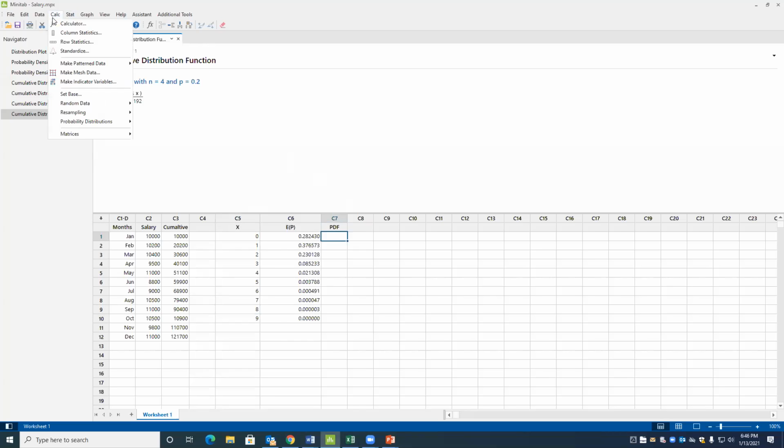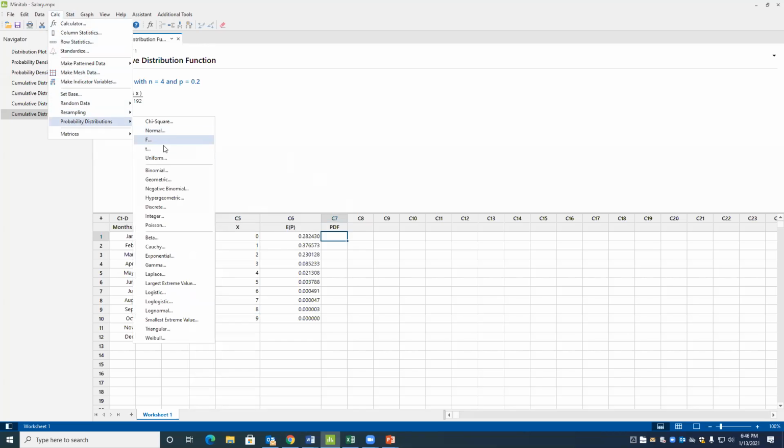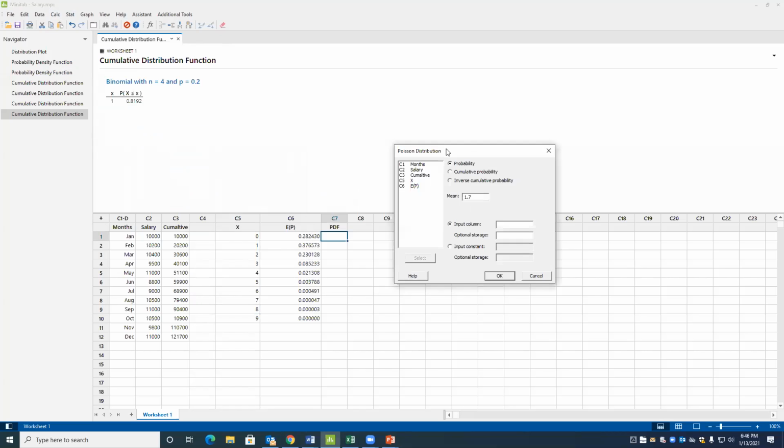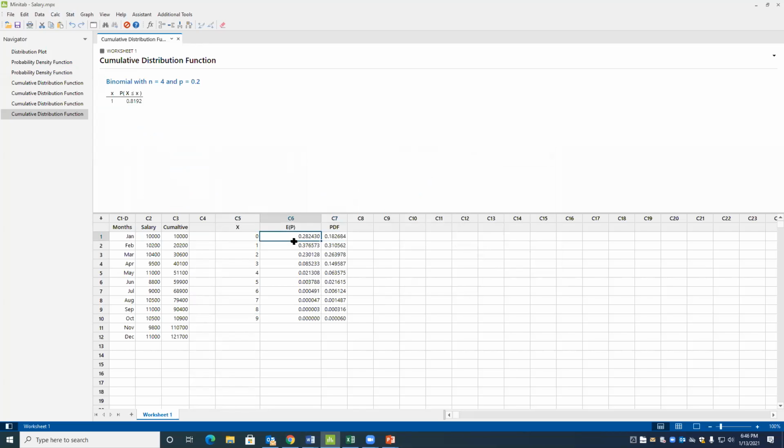Now I go under Calculate, Probability Distribution, Poisson Distribution. Where is Poisson? Right here. And in probability distribution, what is this thing? Input column: I'm taking all the X values and I'm going to store it in PDF. Let me remove this. This is a PDF of event 0, 1, 2, 3, 4, 9.